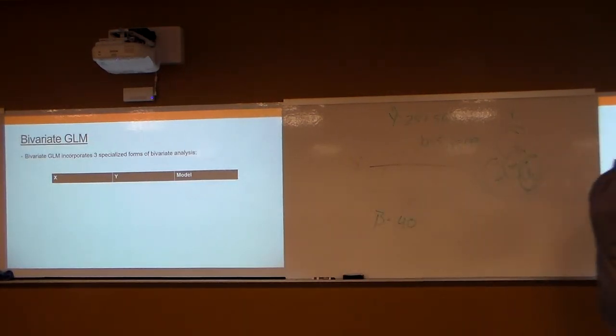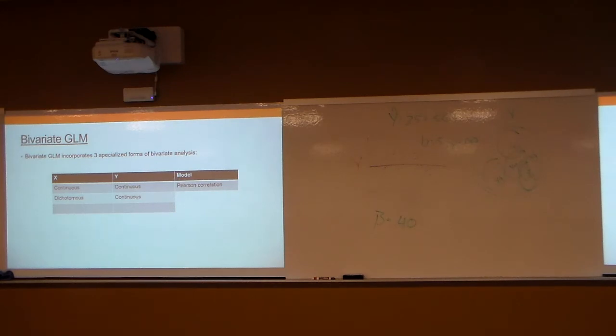Okay, so if we're thinking about the bivariate case, with one predictor and one outcome, in our bivariate GLM there are 3 specialized forms of analyses. In the case where our x is continuous and our y is continuous, we're talking about a Pearson correlation. We can also run a regression model with that. Our standardized coefficient for our regression models is the same as our correlation coefficient. But with continuous x and continuous y, we're probably talking about a Pearson correlation.